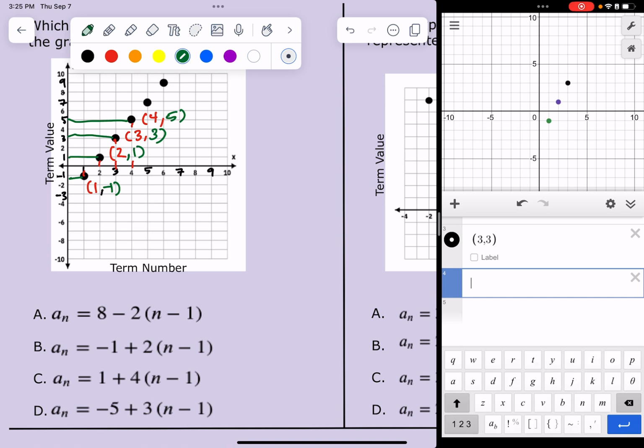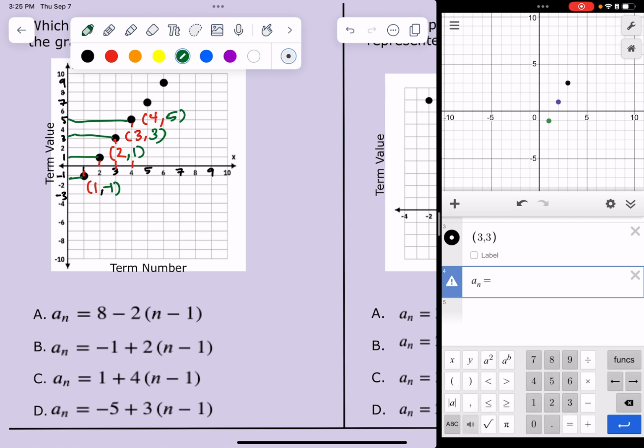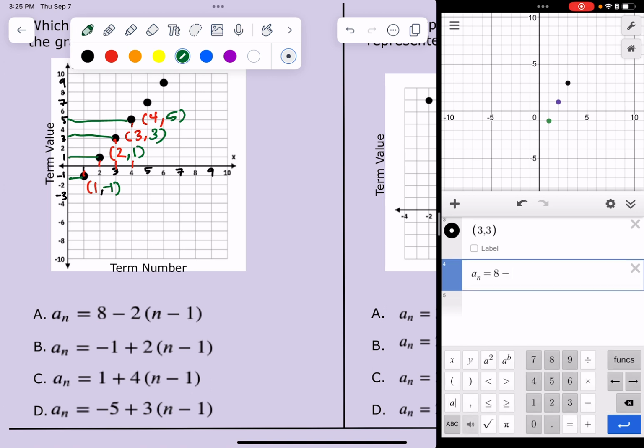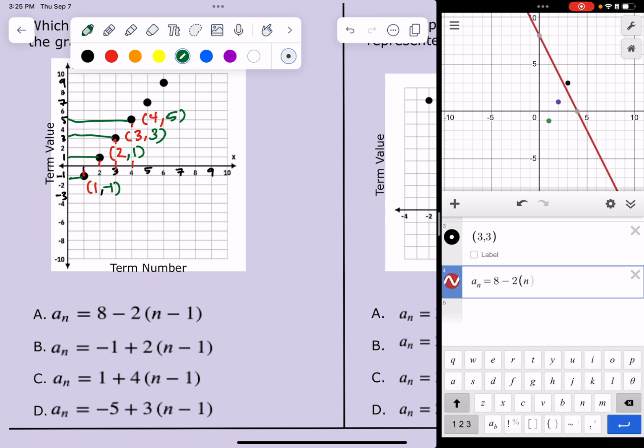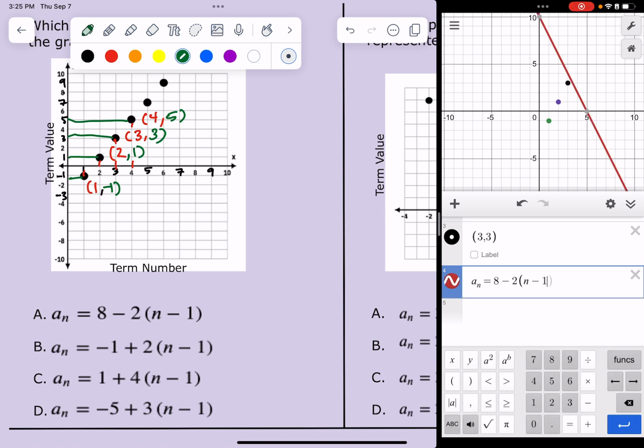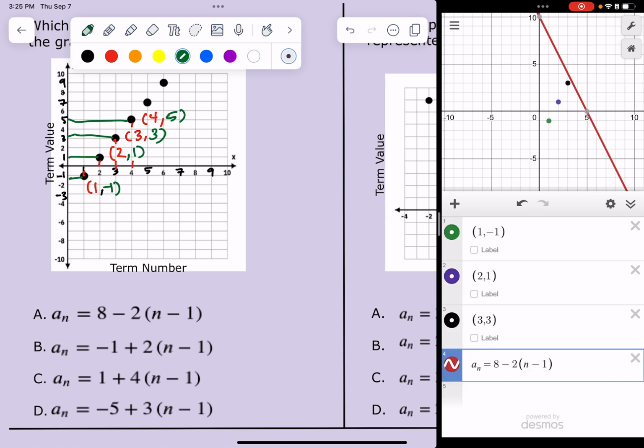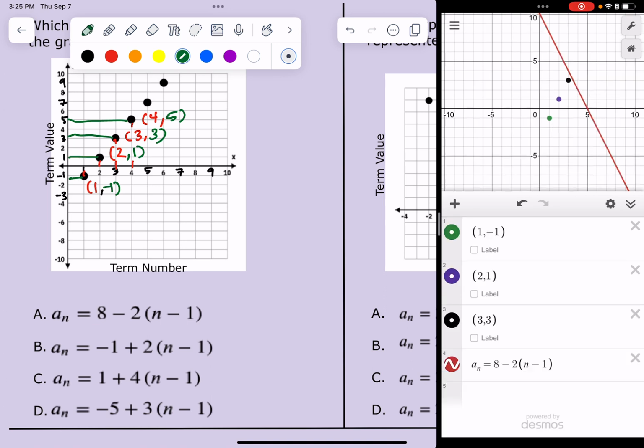Actually, I'm not sure how she did it. Oh, A sub n equals 8 minus 2, parentheses, n minus 1. And that line does not go through the points. I need it to go through all 3 of these points. So A does not go through the points.